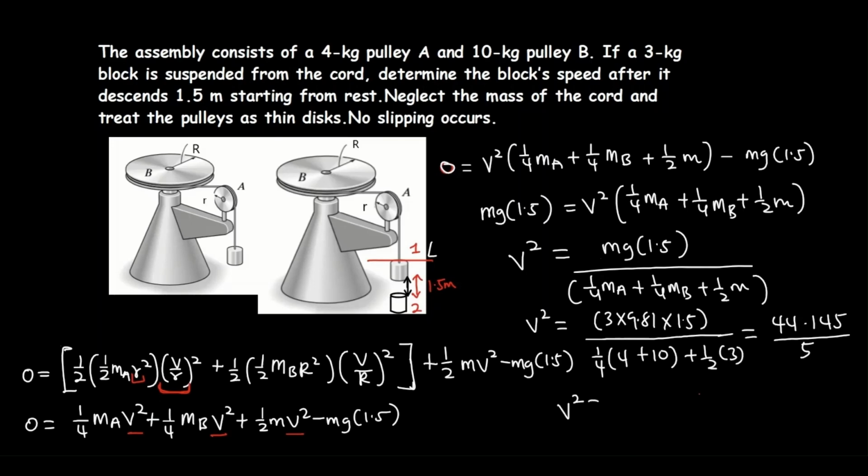So now you have v squared equals 44.145 divided by 5. That gives us a value of 8.829. Now let's take the square root of 8.829, and that gives me an answer of 2.97 meters per second.